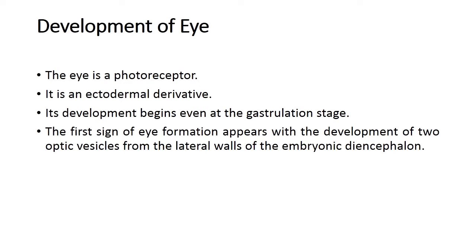Development of the eye. The eye is a photoreceptor. It is an ectodermal derivative, so it develops from the ectodermal cells which form the neural plate. The development begins even at the gastrulation stage. The first sign of eye formation appears with the development of two optic vesicles from the lateral walls of the embryonic diencephalon.